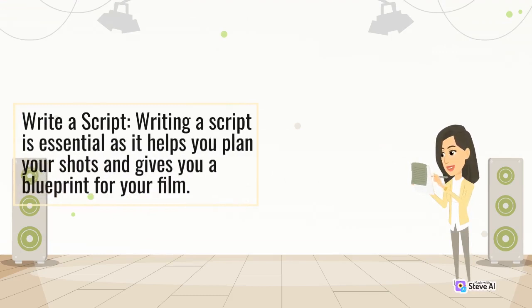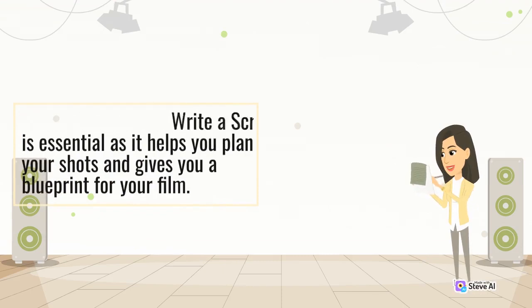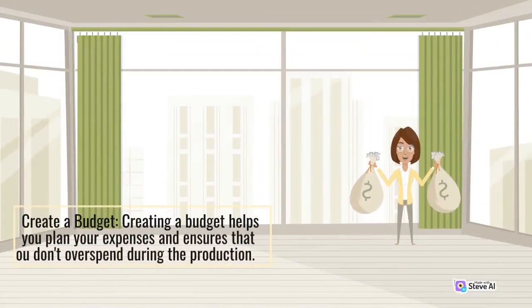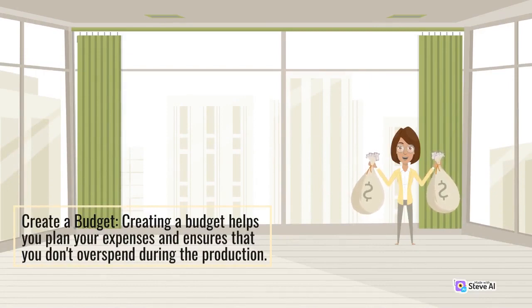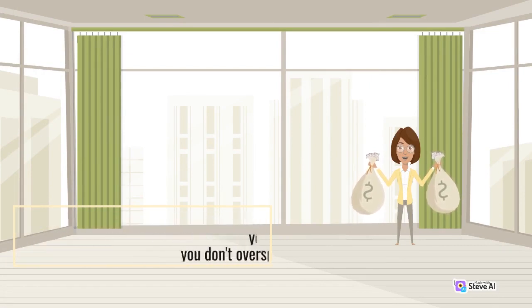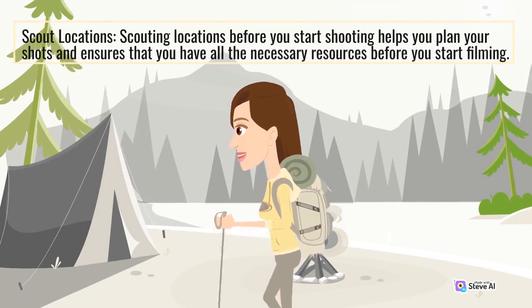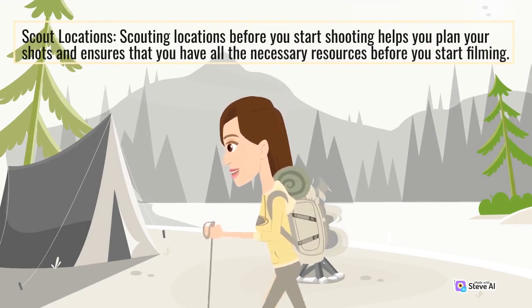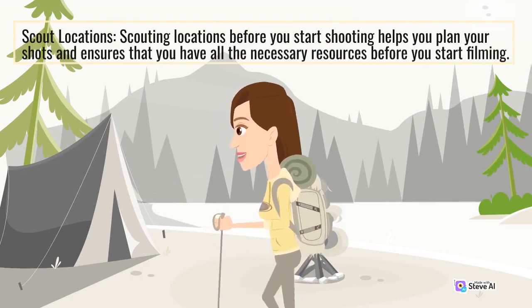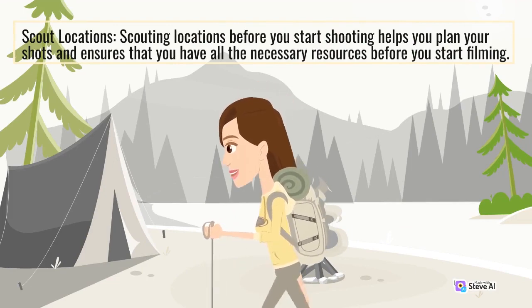Write a script. Writing a script is essential as it helps you plan your shots and gives you a blueprint for your film. Create a budget. Creating a budget helps you plan your expenses and ensures that you don't overspend during the production. Scout locations. Scouting locations before you start shooting helps you plan your shots and ensures that you have all the necessary resources before you start filming.